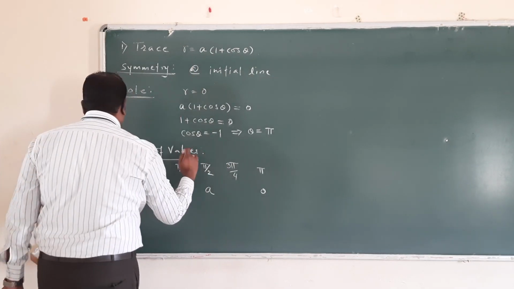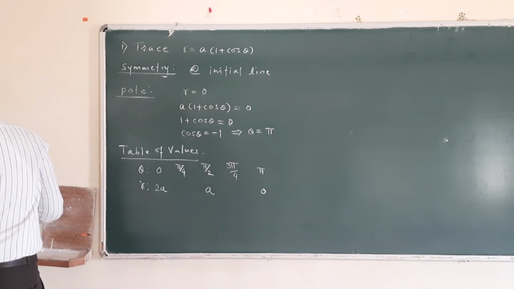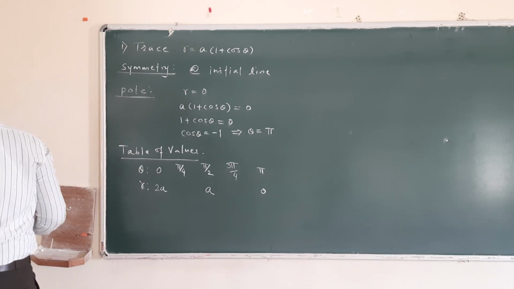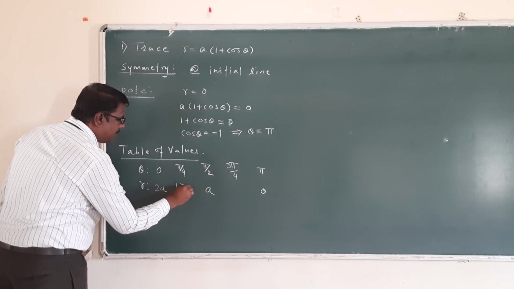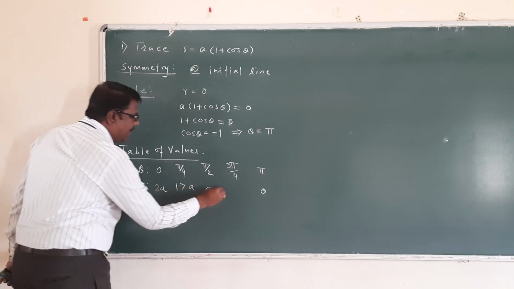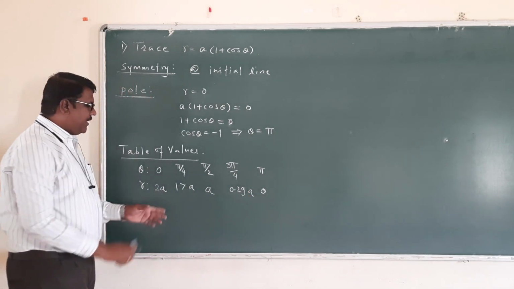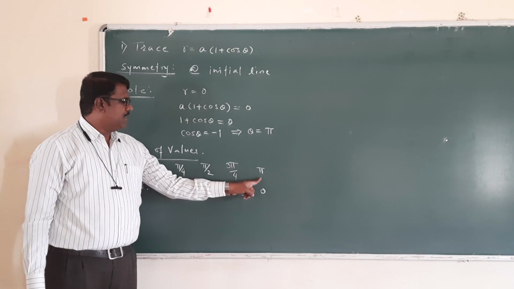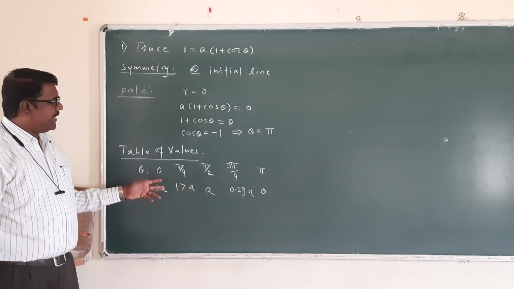For the remaining two values, we get the values of r as 1.7a and 0.29a. We can calculate these values by using a calculator, and for these standard angles, I can calculate the value of r mechanically.